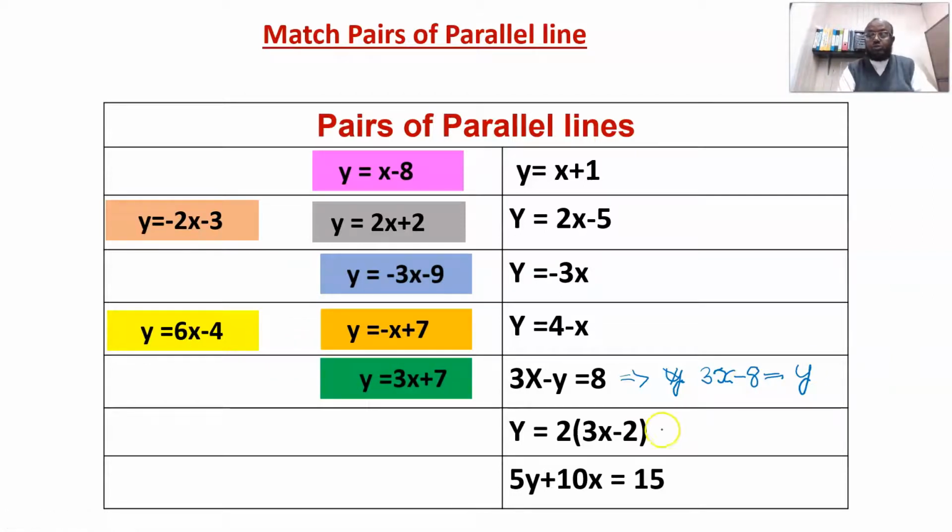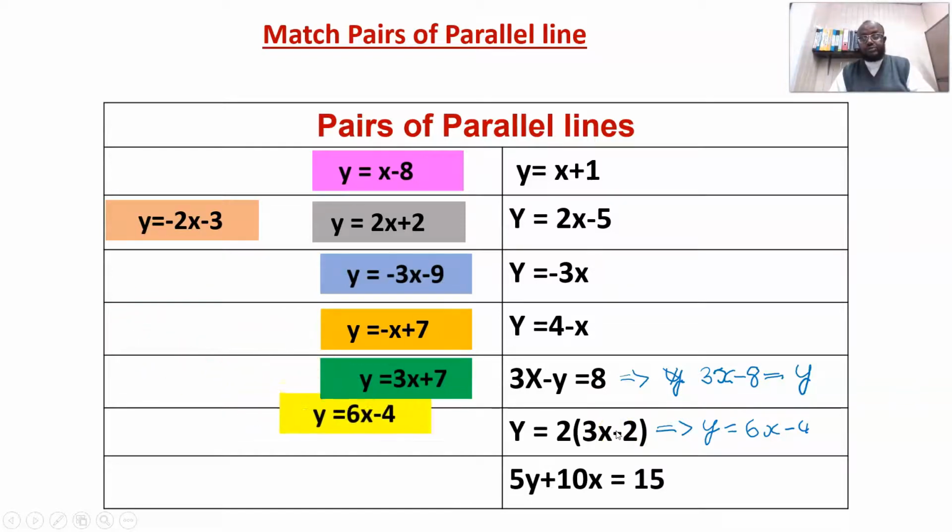This one we don't have a choice, we need to expand it. So that equals y is 6x minus 4. We get exactly this. Look, they are the same. So 6x, and this last one has got a gradient of minus 2. Does this have a gradient of minus 2?